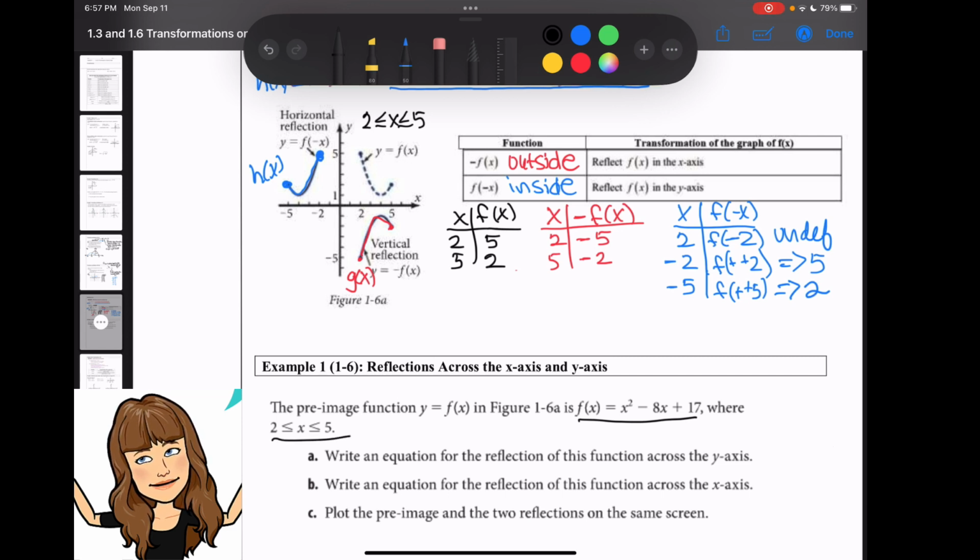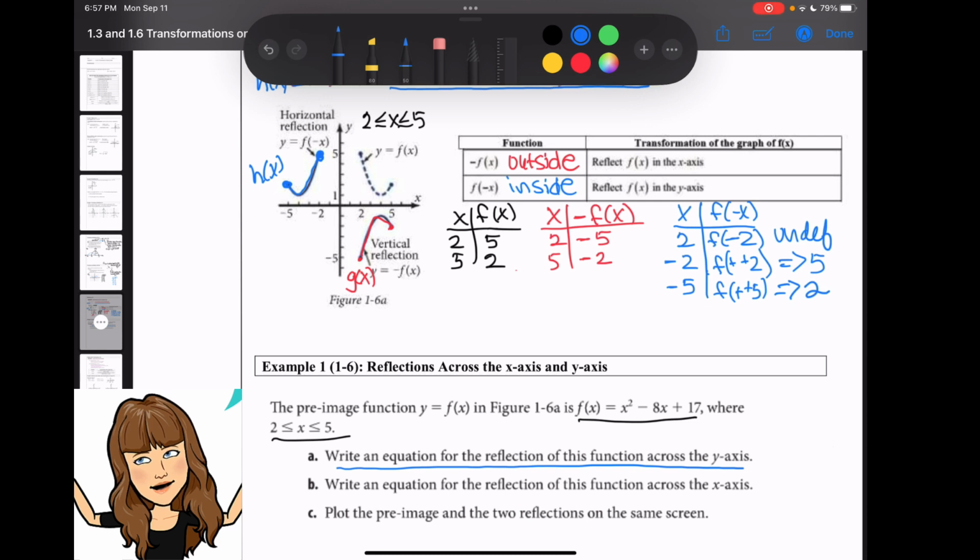All right, for a, we are going to write an equation for the reflection of this function in the y-axis. All right, so let's look at this graph. So which one was the reflection in the y-axis? H of x, right? So for this one, we're going to write an equation reflected in the y-axis. Now, notice that the domain restriction did not stay the same. Notice that now your domain is in between x being -5 and x being -2. All right, so not only are we going to have to write a new equation, we're also going to have to write a new restricted domain.